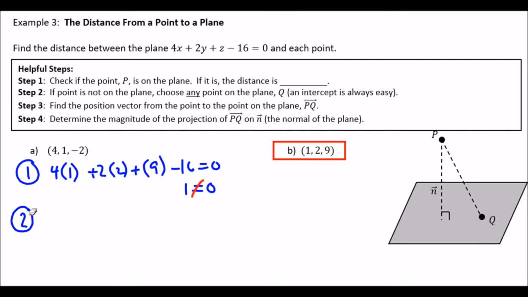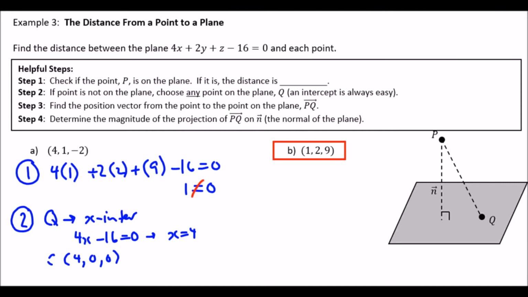Step 2. If the point is not on the plane, choose any point Q on the plane. So for point Q, I'm going to choose an x-intercept. You can choose any intercept you want or any point that you want. So x-intercept, so my x-intercept will be 4x. Y and z are 0, so minus 16 equals 0. So here I get x is equal to 4. So that means I've got the point 4, 0, 0, and that's my point Q. I'll call this guy my point P, that guy there.